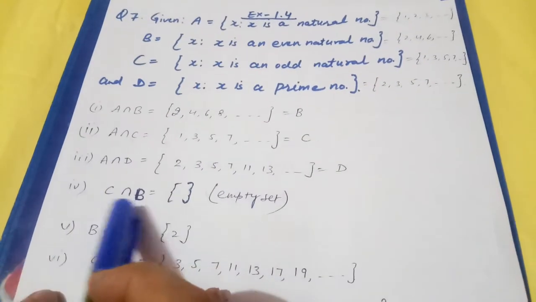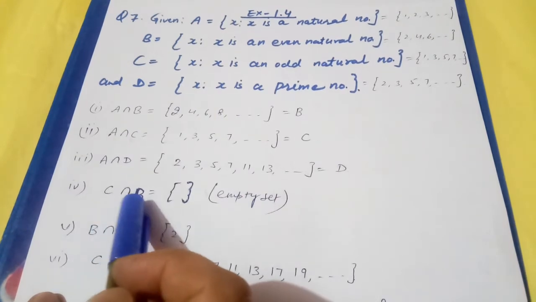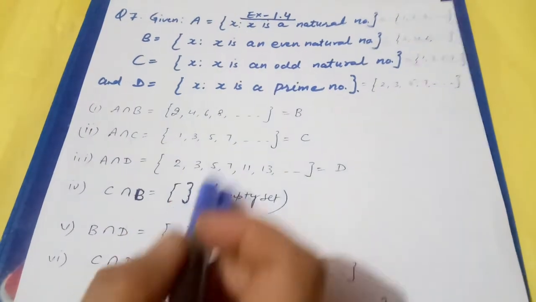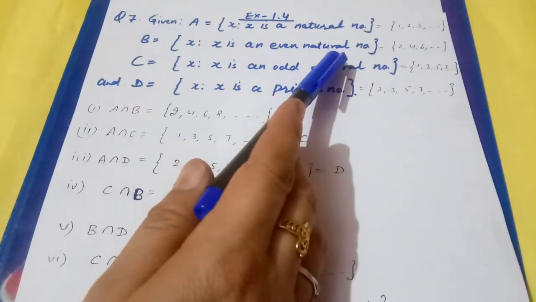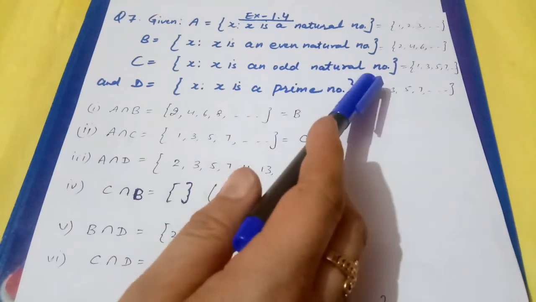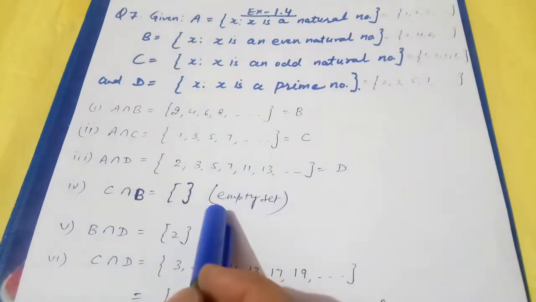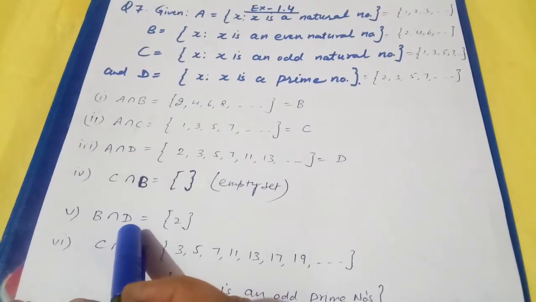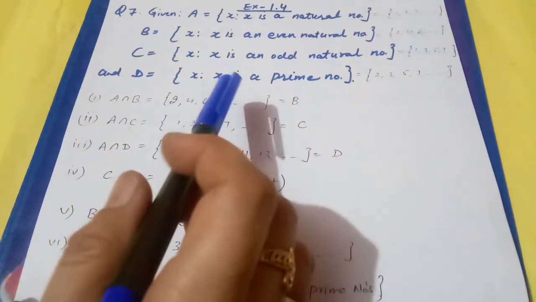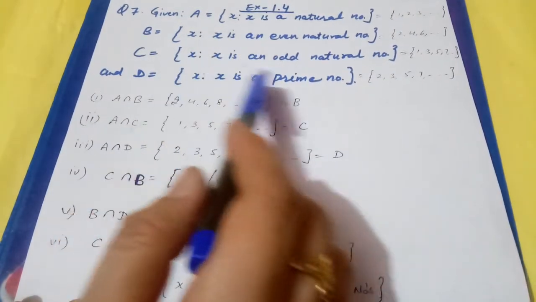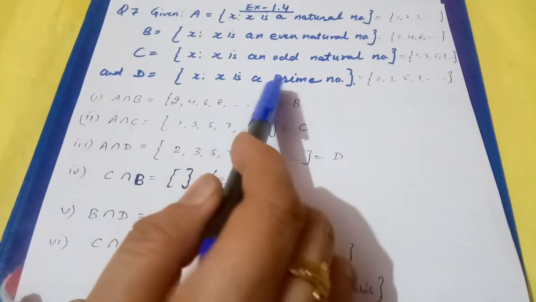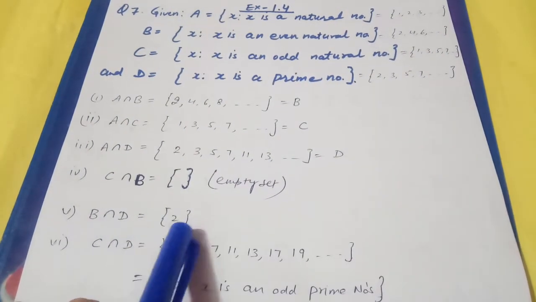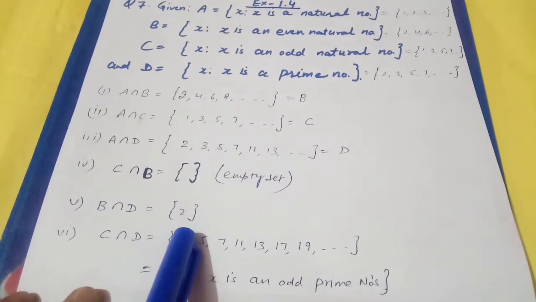In fourth part, B intersection C. Now take the intersection of B and C. Common elements of B and C are, because B set contains even natural numbers and C set contains odd natural numbers, so there is no common element. We can write it as empty set. In fifth part, B intersection D. Now take the common elements of B and D, that are even prime numbers, which is only 2. This set contains only one element, that is 2.